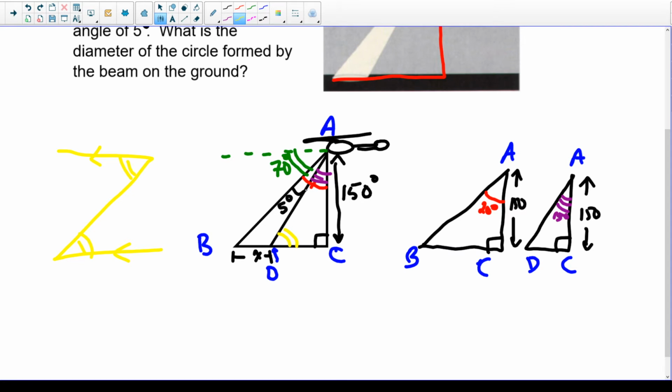Oh, and I made a mistake. Oops, sorry. I haven't written anything down. My brain made a mistake, but I hadn't said it yet. There's a Z pattern right here, right? I was going to say that that yellow angle is 70 degrees, but it isn't. That yellow angle is 75 degrees. So there'd be a way of finding an angle with the Z pattern as well. Okay?